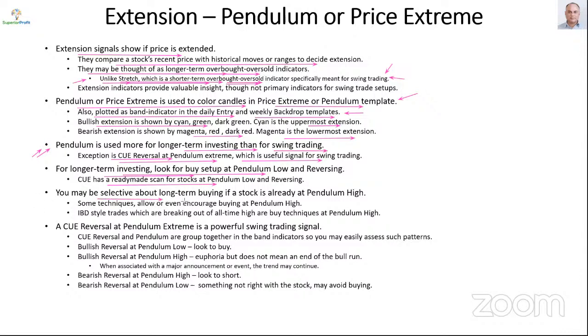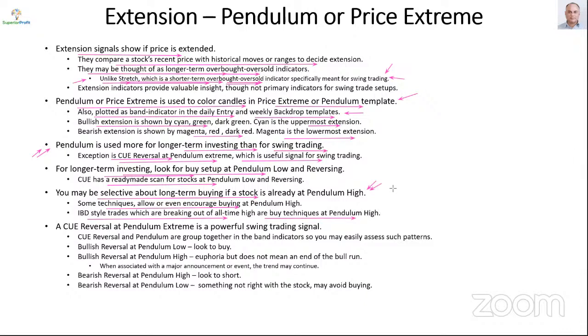You may be selective about long-term buying if a stock is already at pendulum high. That is the Q guideline. However, some techniques allow or even encourage buying at pendulum high. IBD, as you know, is one such style. Very, very reputed, of course. I have nothing against IBD. I like IBD's technique also. IBD style trades, which are breaking out of all-time high, are buying techniques at pendulum high.